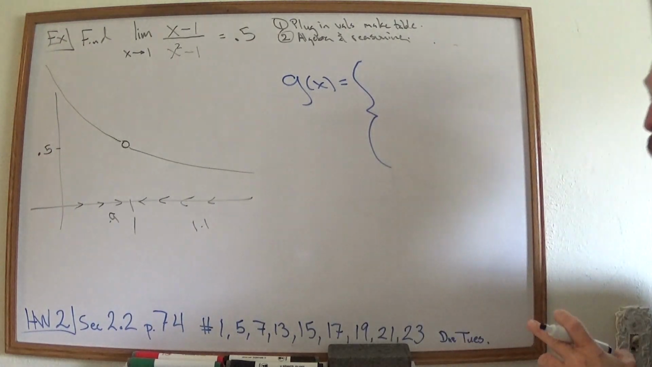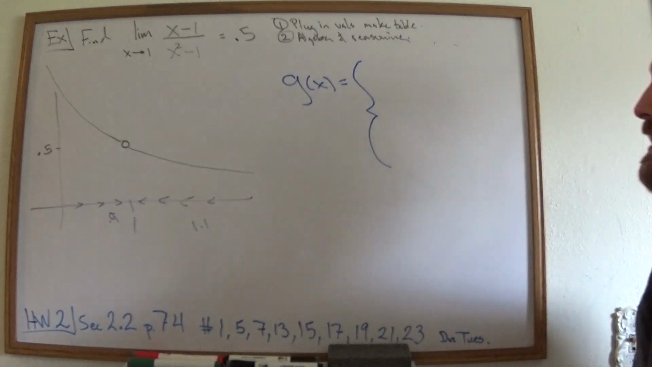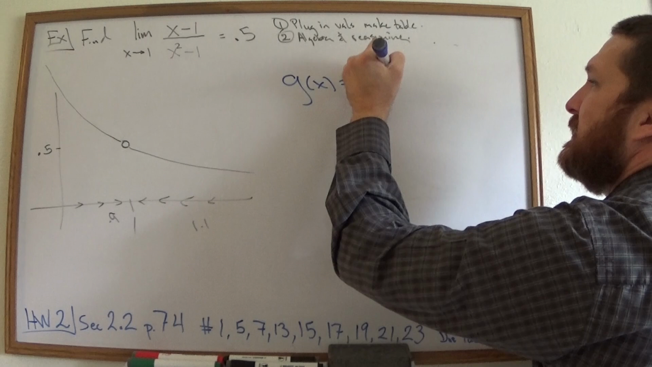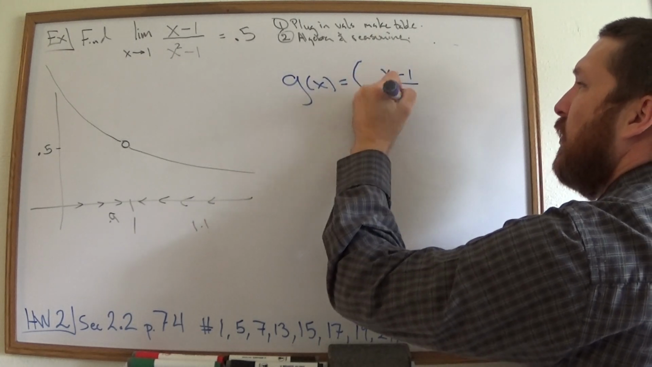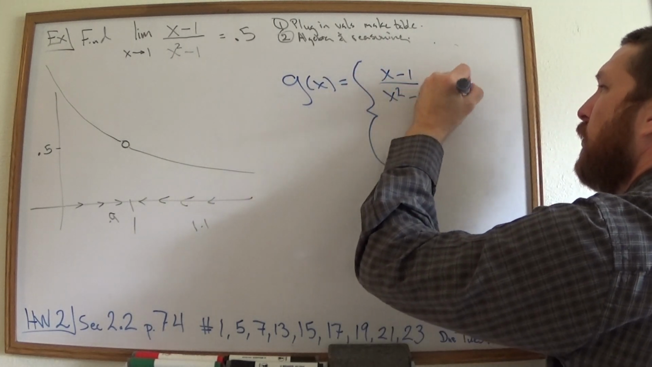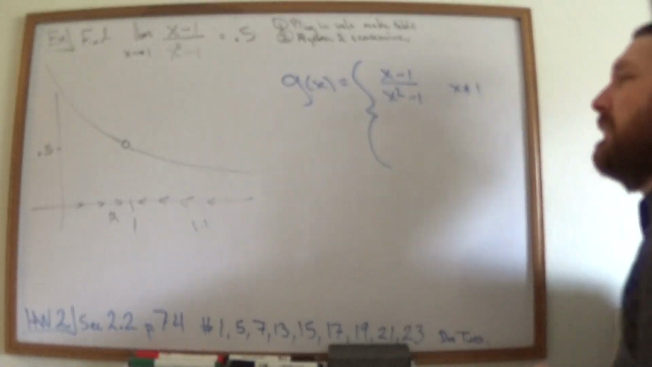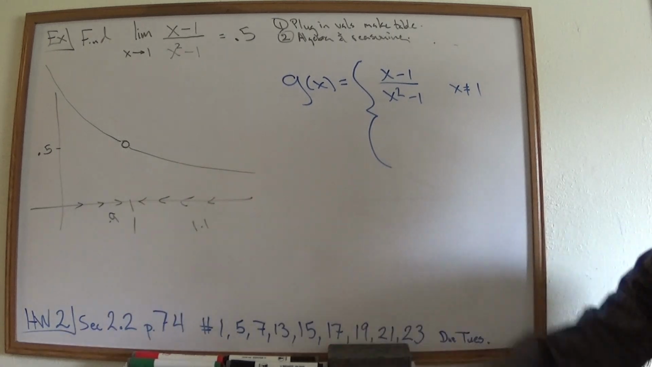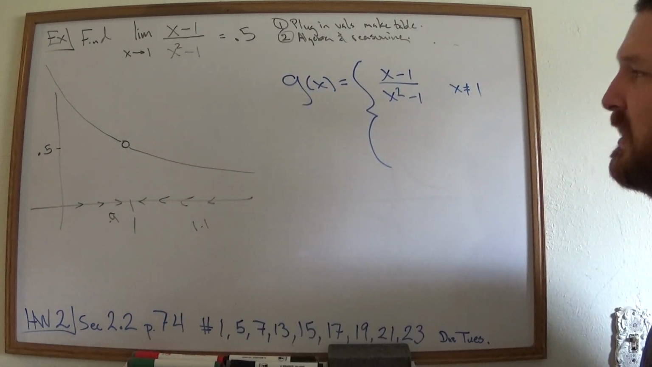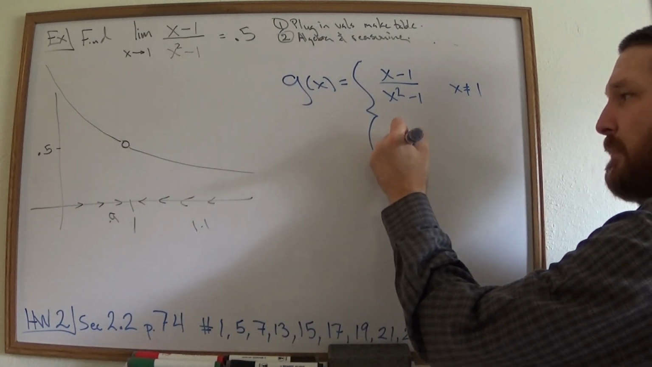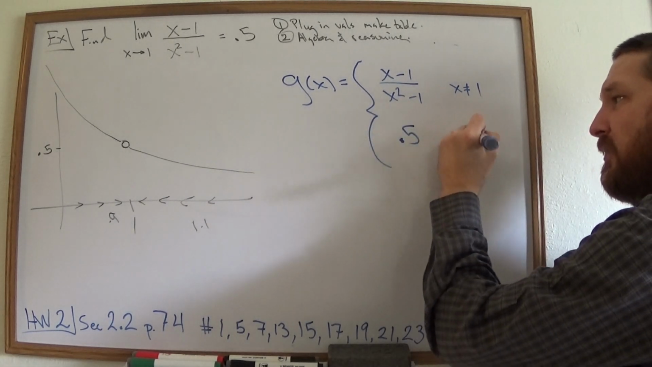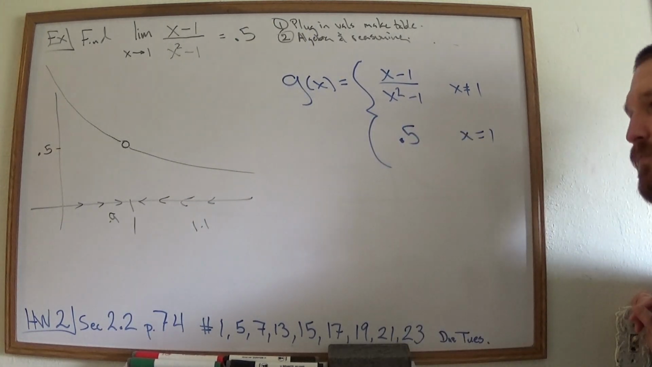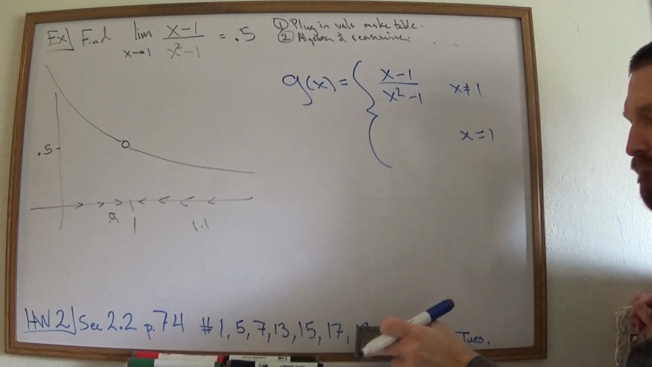And it's a piecewise function. This function is defined to be x minus 1 over x squared minus 1 whenever x is not equal to 1. And then you're like, well, I don't want a hole in the graph. So I could go ahead and say 0.5 wherever x is equal to 1, and I'd have a nice smooth function, but that's not necessary.